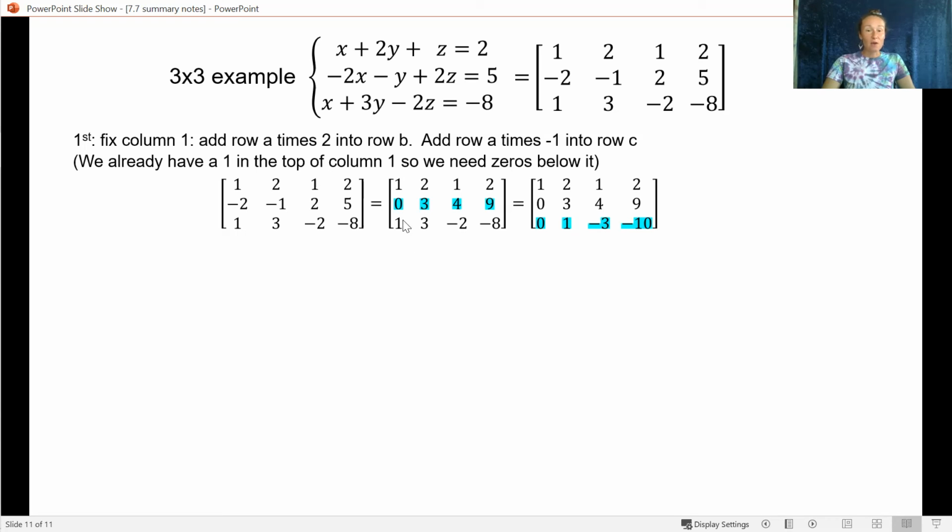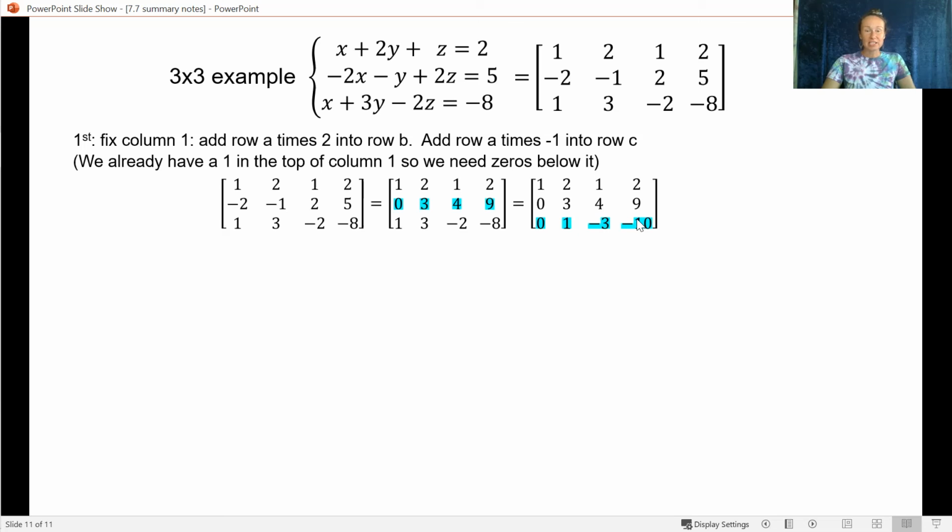In order to turn that 1 into a 0, we're going to have to use this 1 in our first row again to eliminate that guy. So now we're going to add to row C. We're going to add -1 times row A to row C. So -1 times 1 is -1 plus 1 gives us 0. -1 times 2, -2 plus 3 gives us 1. -1 plus -2 gives us -3. And -2 plus -8 gives us -10.